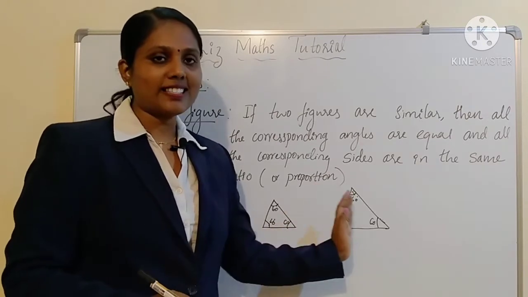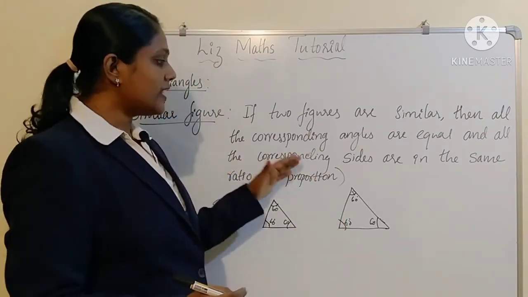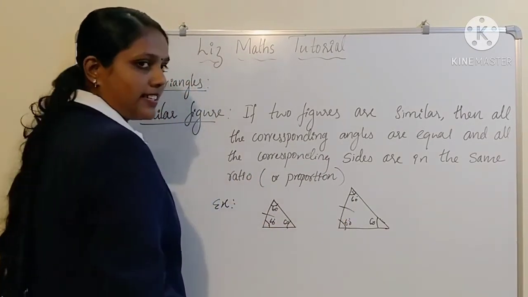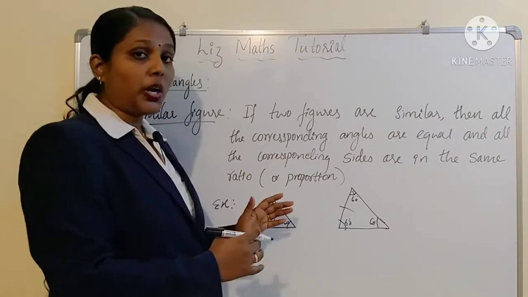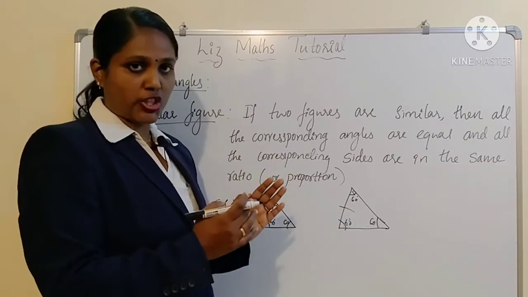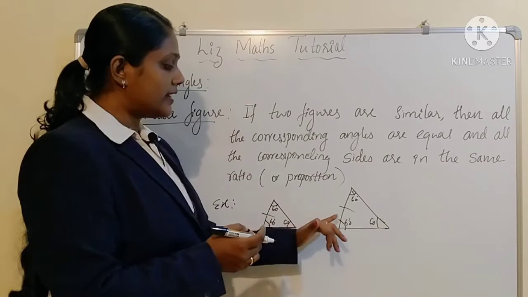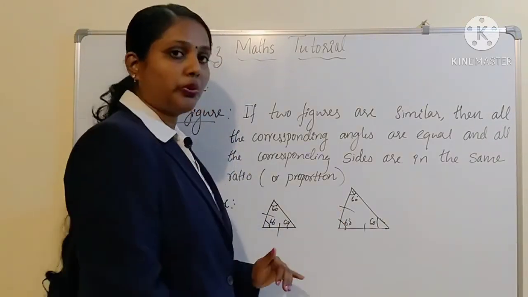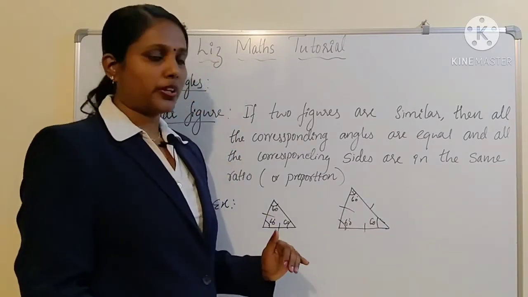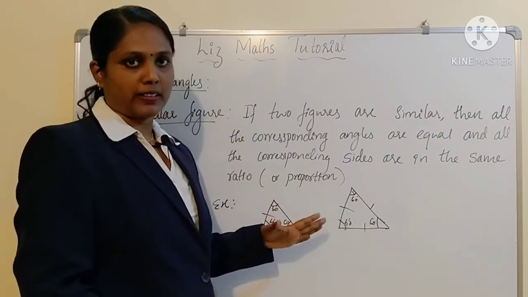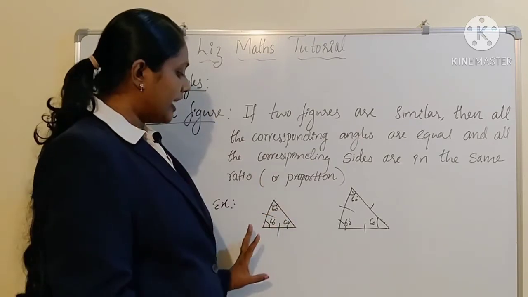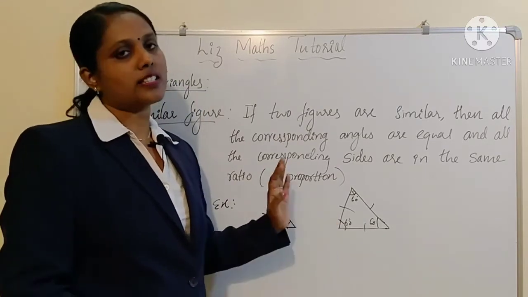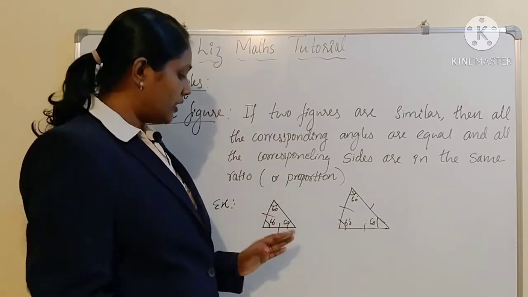The corresponding angles are equal and all the corresponding sides, this side should be equal to this side, isn't it? See how? It should not be equal, they are telling; it should be in the ratio. If this is 1, this is 1:2 ratio. And if you call this 1, this is 1:2 ratio. This is also 1:2 ratio. It should be in proportion, that you have to check. So if it is in proportion or in a ratio, then you can say this is a similar figure.